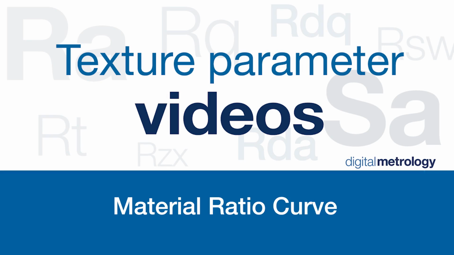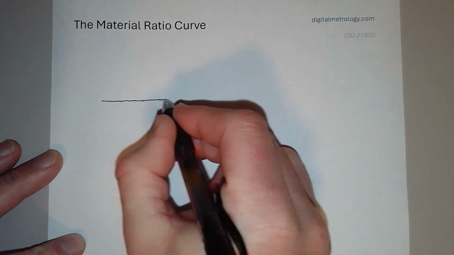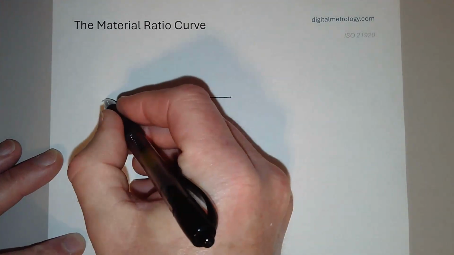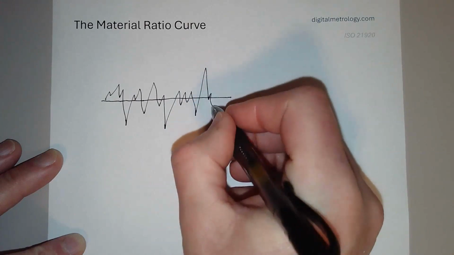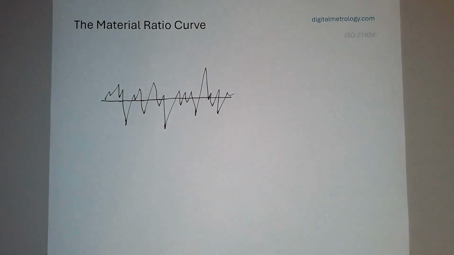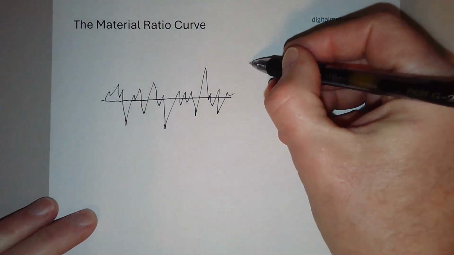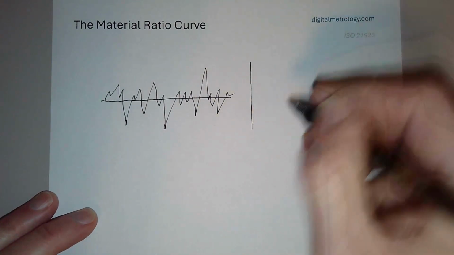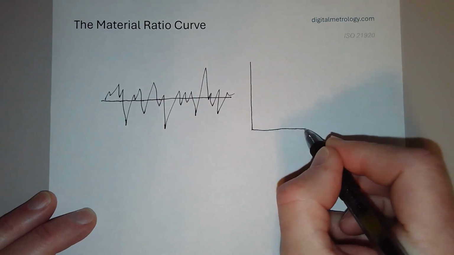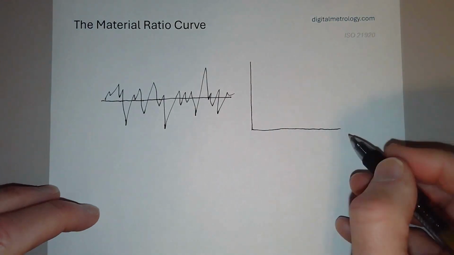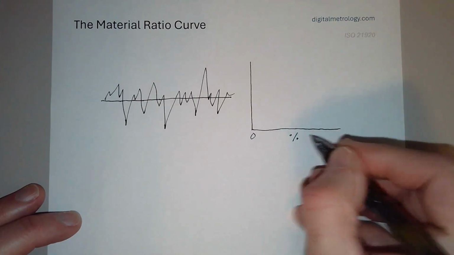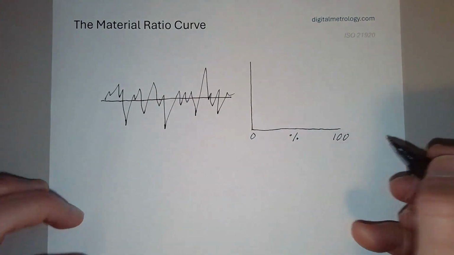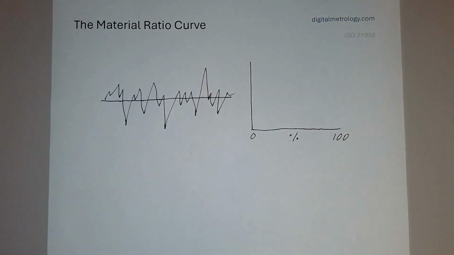In the world of surface texture, there's a particular graph that is used to help us describe the shape of a surface. So if I have a segment of surface here, we're going to create this particular graph. Now this graph is called the material ratio curve in standards. Historically, it's been called things like the bearing area curve or the bearing ratio curve. In fact, it's often called by the name of the authors, and it's referred to as the Abbott-Firestone curve.